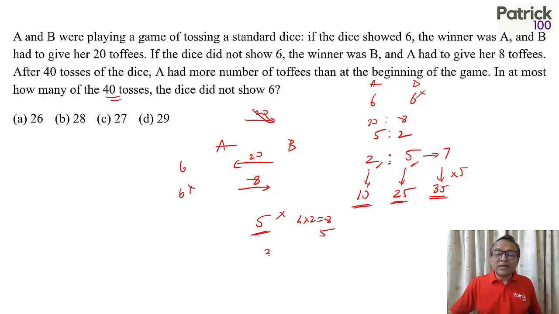Okay, but if not possible to get 4 non-sixes. But suppose there are only 2 sixes, then A will receive 5 into 2, 10, and A will have to give 2 into 3, 6. So A will get more. That means from the remaining 5 throws, there has to be 2 sixes and 3 not sixes, so that A has more coins than B. So total of not sixes will be 28.